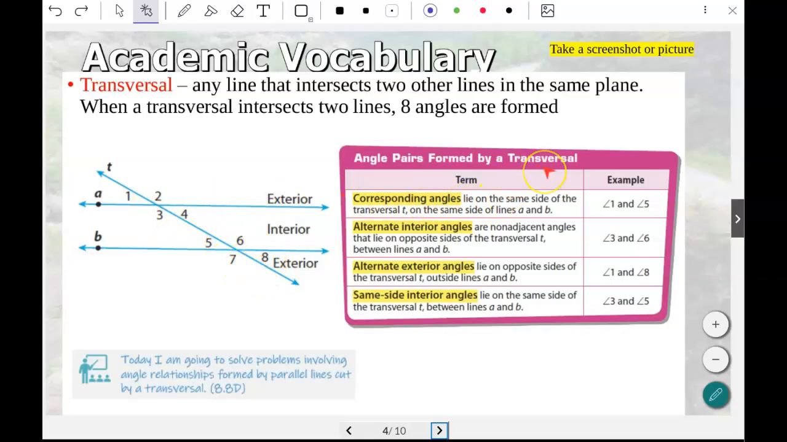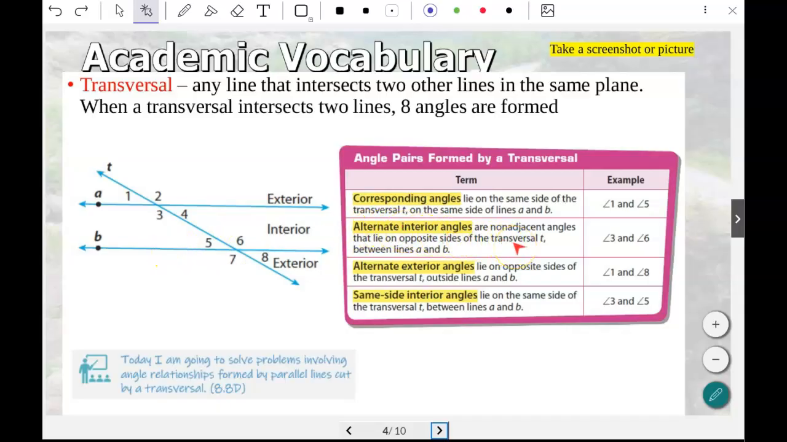Let's look at the angle pairs formed by a transversal. First, there's corresponding angles. They lie on the same side of the transversal and on the same side of lines A and B. Here's our example, angle 1 and 5. They are congruent, they're the same size. You can see it's on the same side as T. They're both above these lines.